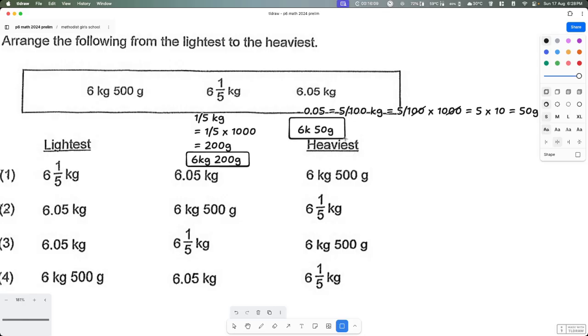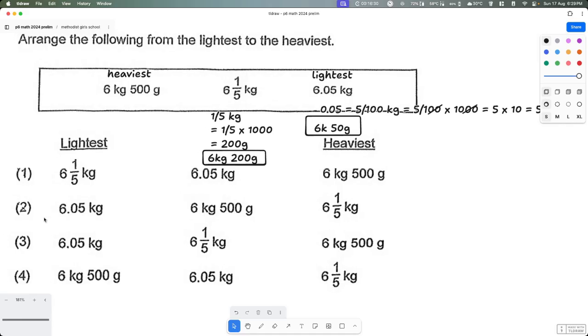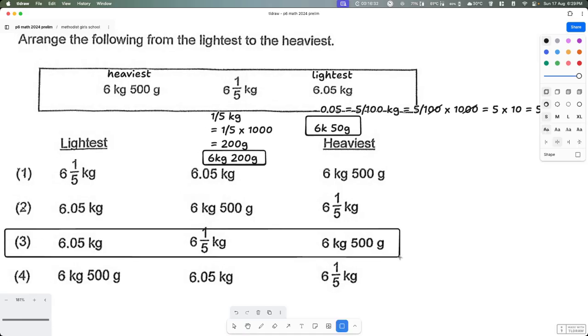So which one do you think is the lightest? This is the lightest. And which one is the heaviest? The heaviest is 6 kg and 500 grams. So you see this, and then the lightest is 6.05. So option number 3. Okay, let's move on to the next question.